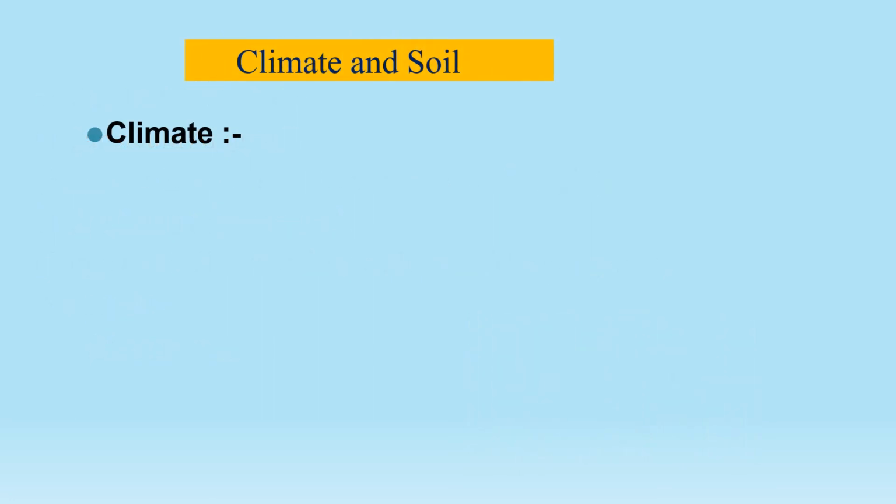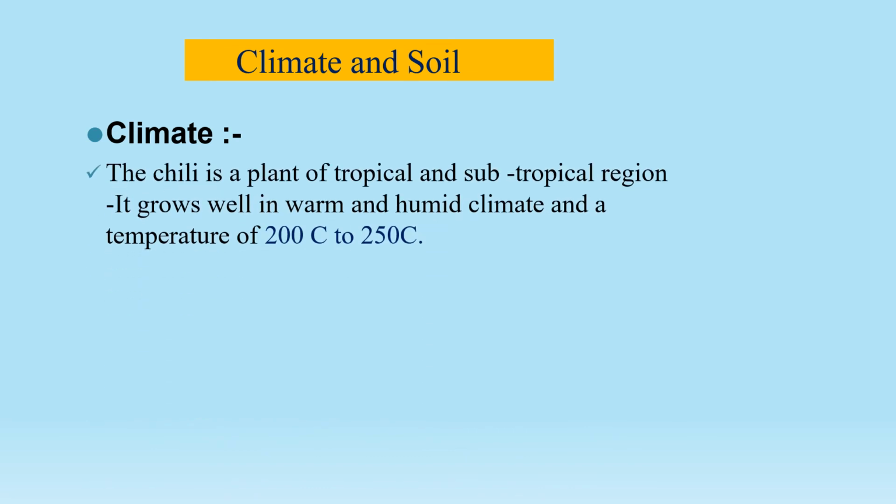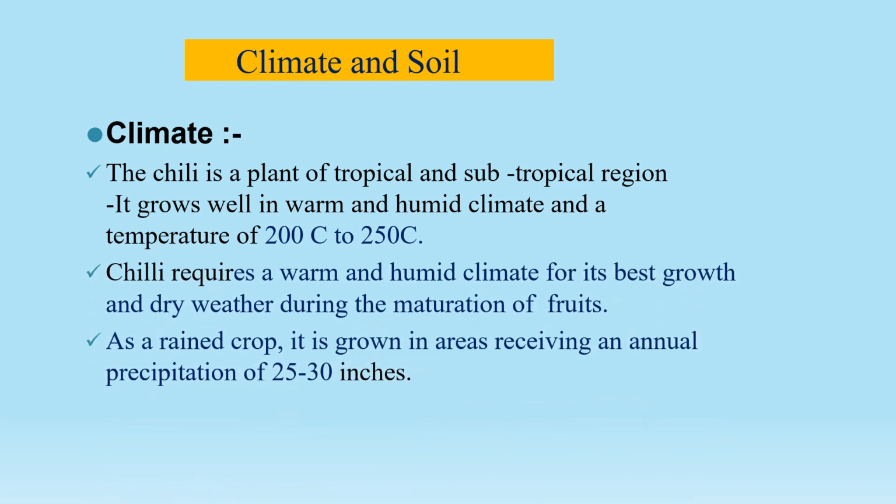Let us discuss the climate and soil requirements of the chili crop. The climate should be tropical or subtropical, with a temperature of 20 to 25 degrees Celsius. A warm and humid climate is suitable for chili growing. Chili requires a warm and humid climate for its best growth and dry weather during the maturation of the fruits. As a rain-fed crop, it should have annual precipitation of 25 to 30 inches.